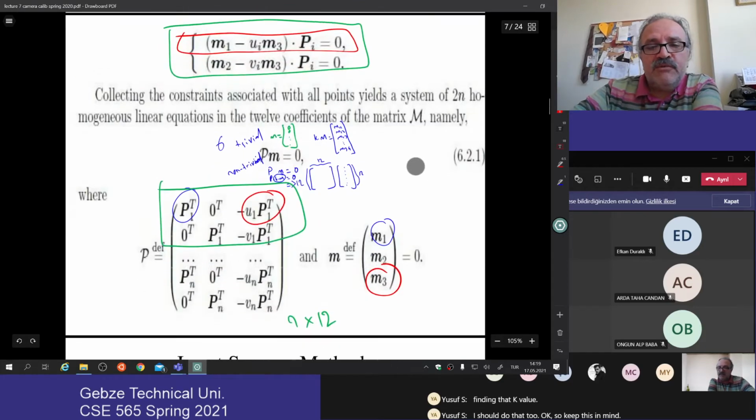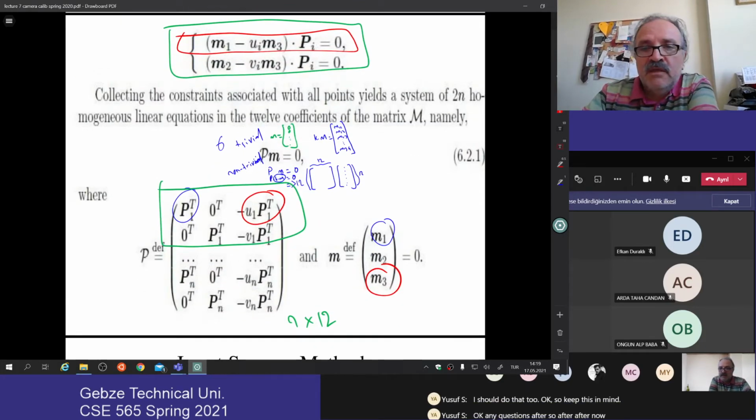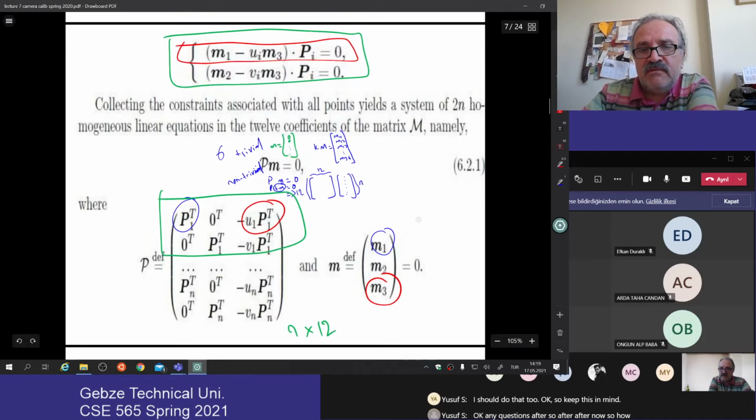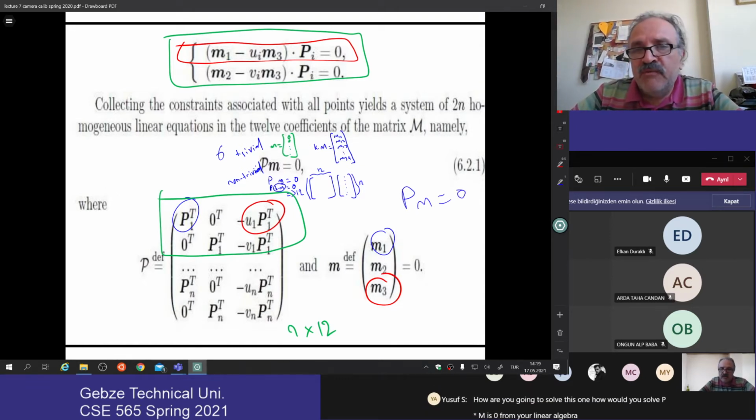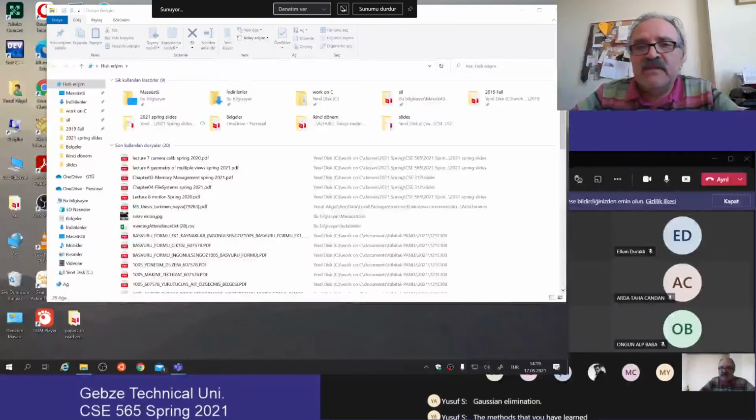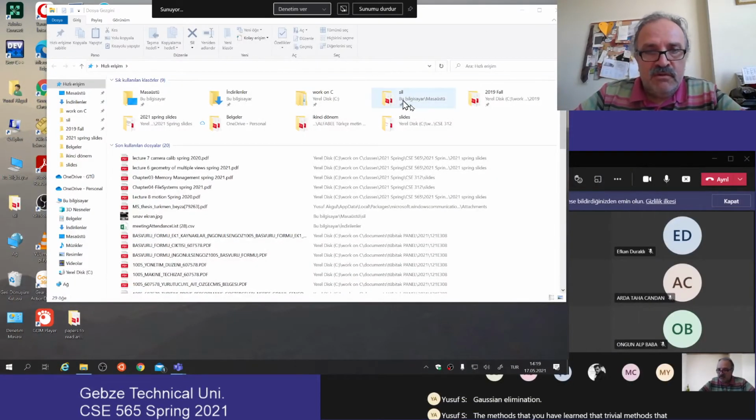Okay, any questions up to now? So how are we going to solve this one? How would you solve P times M is 0? From your linear algebra classes, remember it. How would you solve this one? Gaussian elimination. The methods that you have learned, the trivial methods that you have learned.